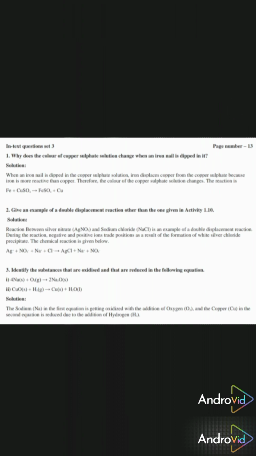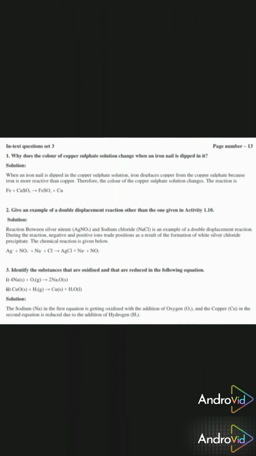Next, moving on, please note page number 13, in-text question set 3. The first question in in-text question set 3 is, why does the color of copper sulfate solution change when an iron nail is dipped in it? The solution: when an iron nail is dipped in the copper sulfate solution, that is when Fe reacts with CuSO4, iron displaces copper from copper sulfate because iron is more reactive than copper, and hence the color of the copper sulfate solution changes.